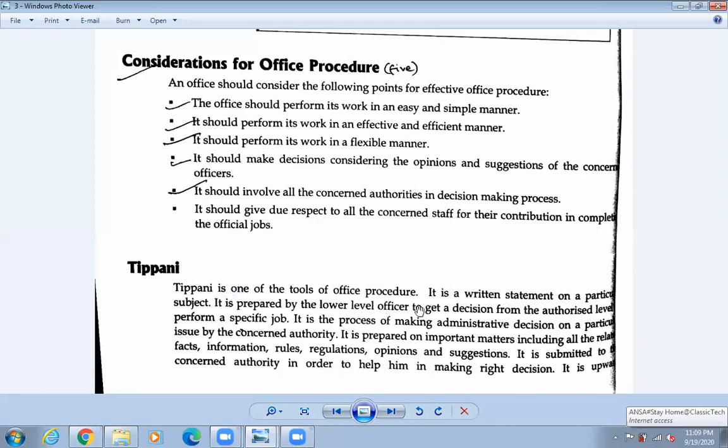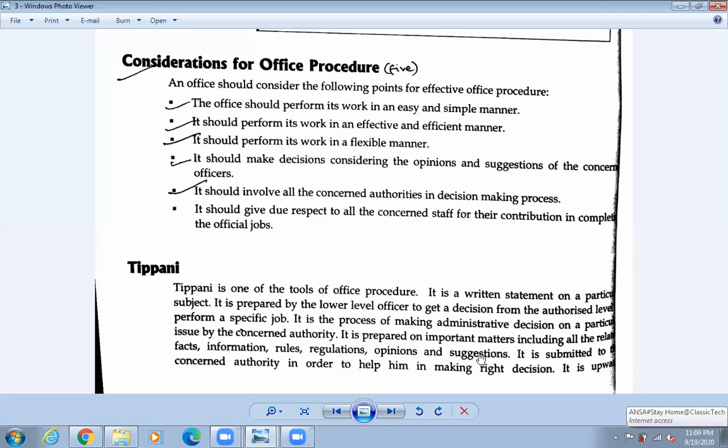So that is a written letter, okay, and it is supplied from the lower level officer to get the decision from the authorized level. Okay, to get the authority from the higher level, they write the letter. Who writes the letter? The lower level officer writes down the letter. Okay, so for the specific job to be done, and it is the process of making the administrative decision on the particular issue by the concerned authority, and it is prepared on an important matter including all the related facts, information, rule, regulation, opinion, and suggestion.